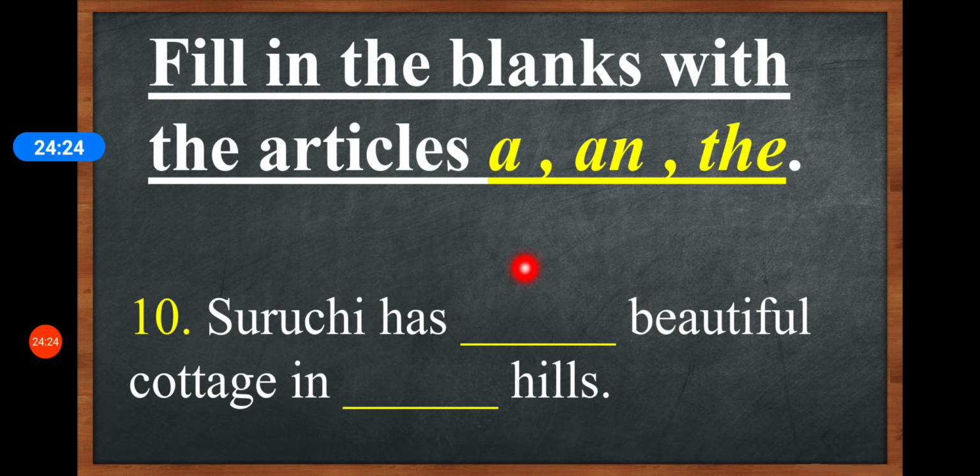Suruchi has dash beautiful cottage in dash hills. So beautiful cottage, consonant sound, singular noun. So a beautiful cottage in the hills. So we use the before names of places or things we all know about, like the mountains, the hills, the rivers.